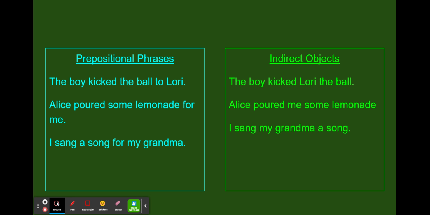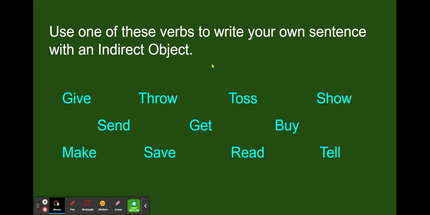You need to get yourself in the habit of figuring out who did the action, who or what receives the action, and then the indirect object becomes the who is receiving the direct object. Here are some sentences your classmates wrote. Actually, I'm one slide early on that.